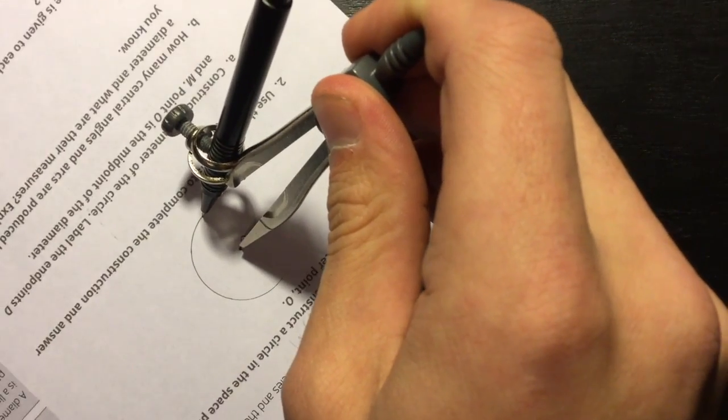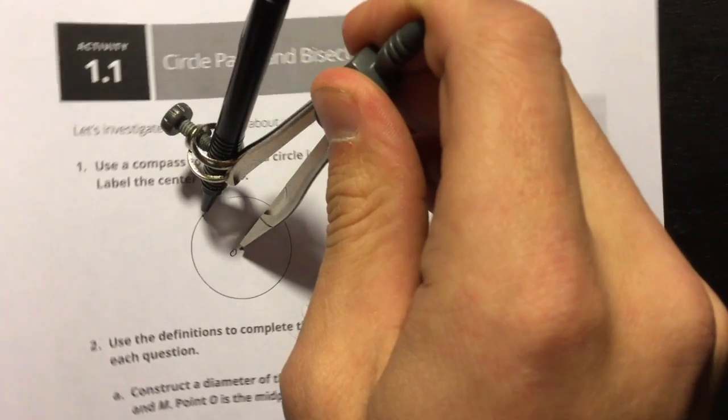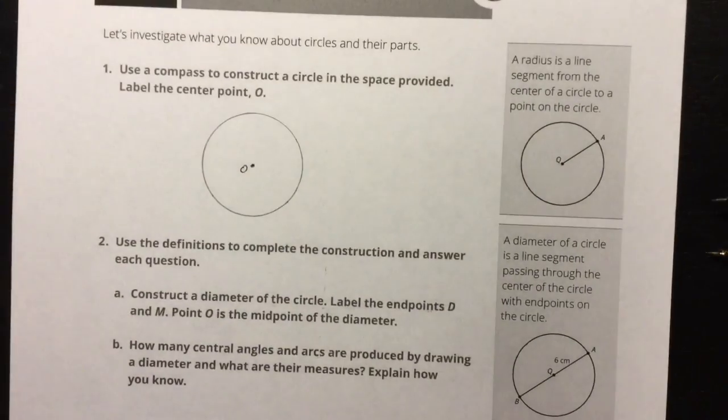Okay, you just want the point of your compass to be in the center of your circle, and then you just trace around it.